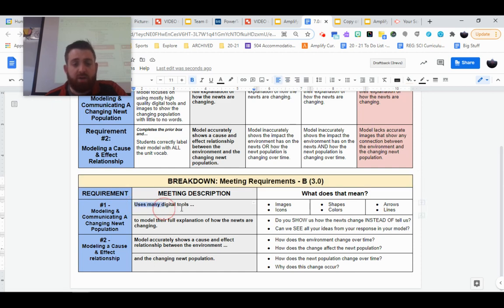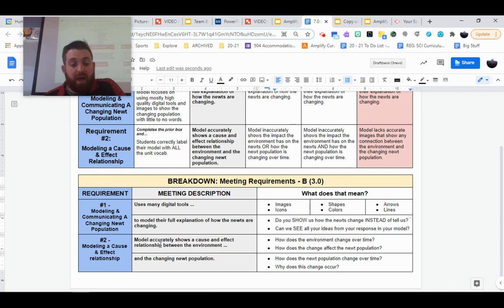So first off, using many digital tools. I should see when I look at your model, different images, icons, shapes, colors, arrows, and lines. All of these things should be used in some degree within your model. You should be using these digital tools to model your full explanation of how the newts are changing. Do you show us how the newts are changing instead of telling us? Okay, remember, we're modeling, not explaining. And can we see all your ideas from your response in your models? Can we see what you wrote matches your model that you showed us?